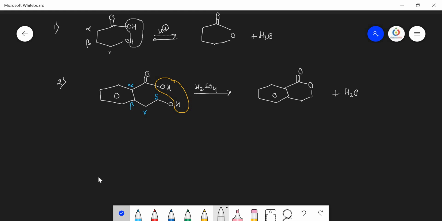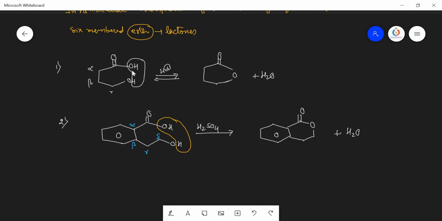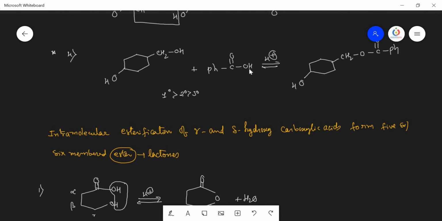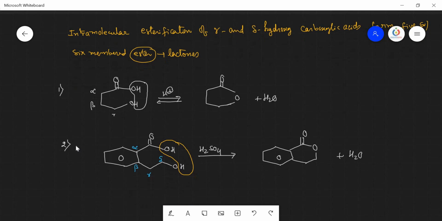So why do we call this one the intramolecular esterification reaction? Because the carboxylic group and the OH group are both present in the same molecule, and water is removed from the same molecule. Hence it is called intramolecular. Intra means within the molecule. But in earlier cases, the carboxylic acid is from one molecule and the alcohol is from another molecule. So this is not an intramolecular example. This is simply the Fischer esterification reaction. And these are examples of intramolecular esterification reactions.